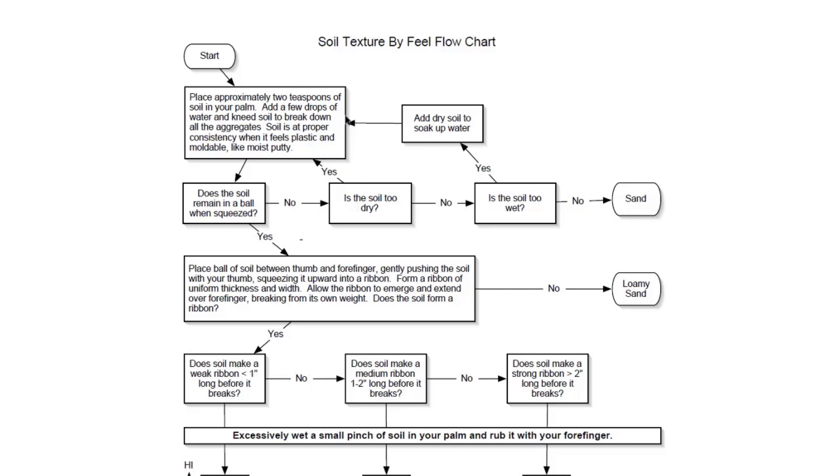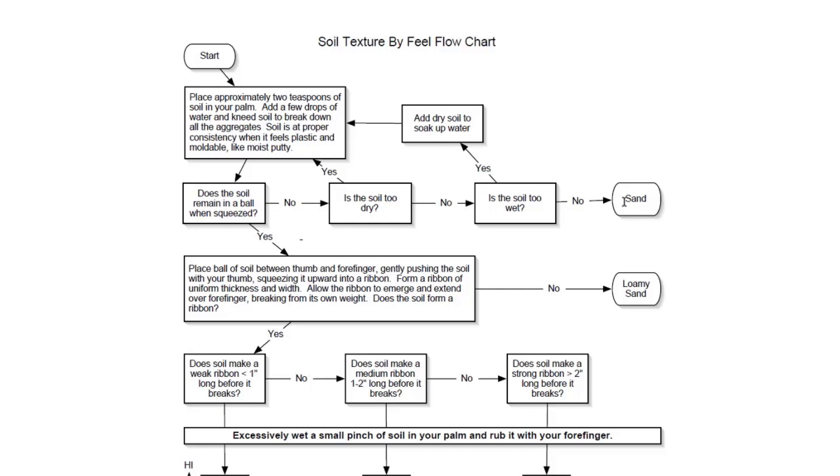So you keep circling around until you basically get to the answer. Is the soil too dry? No. Is the soil too wet? Yes. Let it soak up. So basically the idea with these two questions is did you add too much water here, or didn't add enough? Once you have the right amount of water, you can finally get to the conclusion that if the soil does not remain in a ball when squeezed and the soil is not too dry and it's not too wet, it's sand. Congratulations, you've got sand. So that's an easy one.